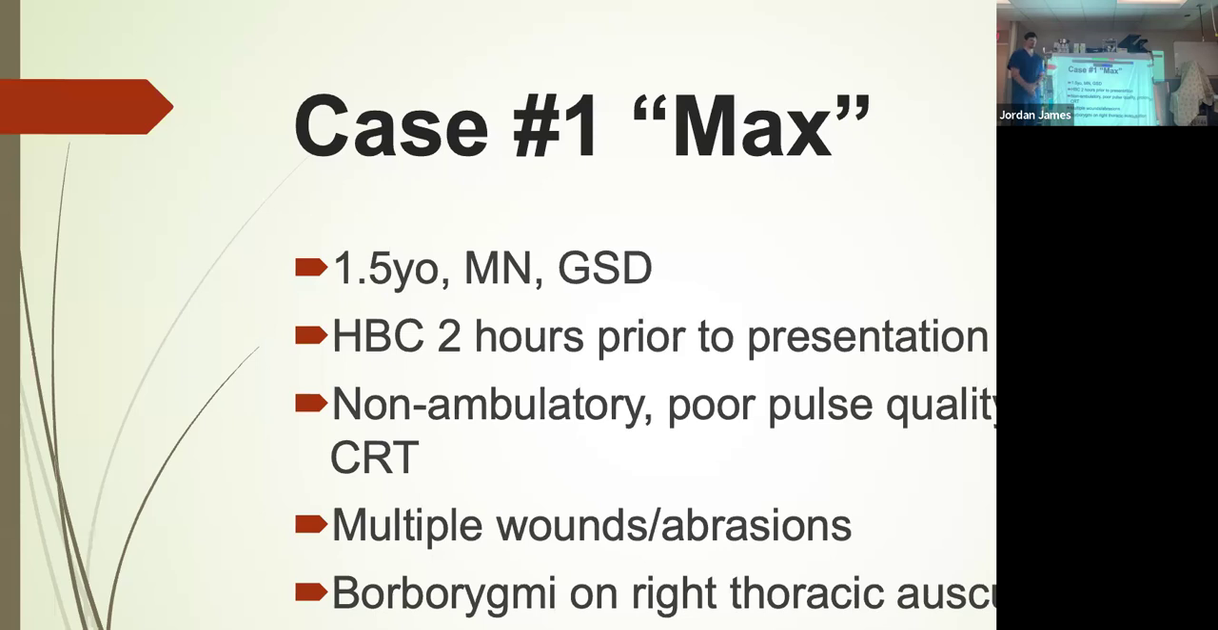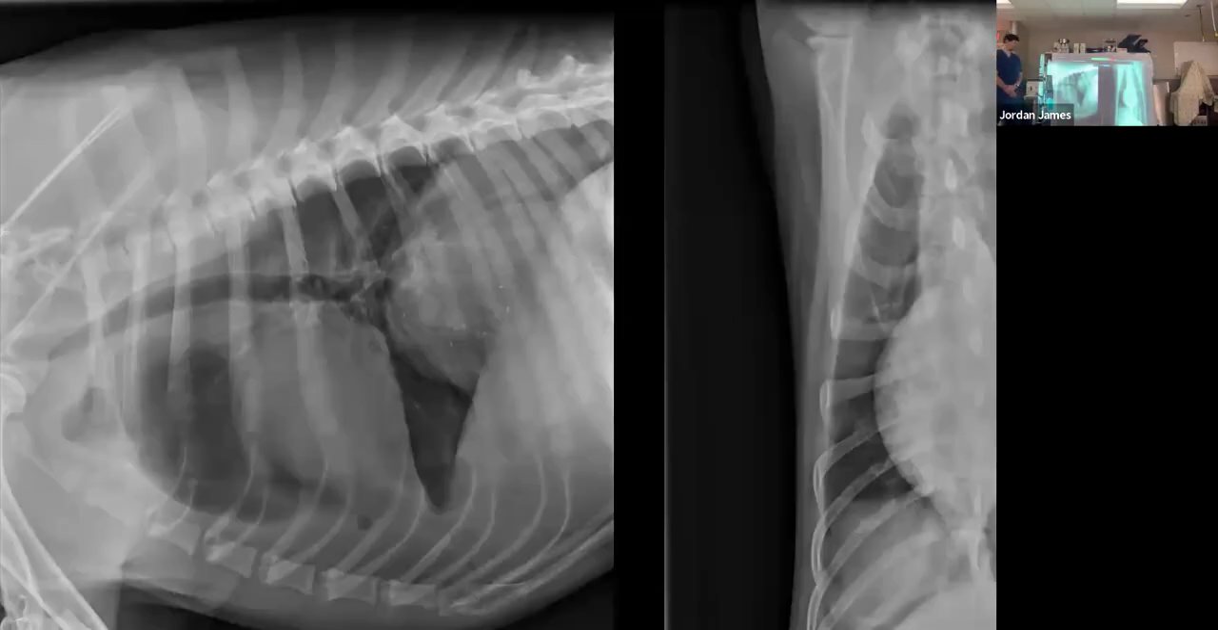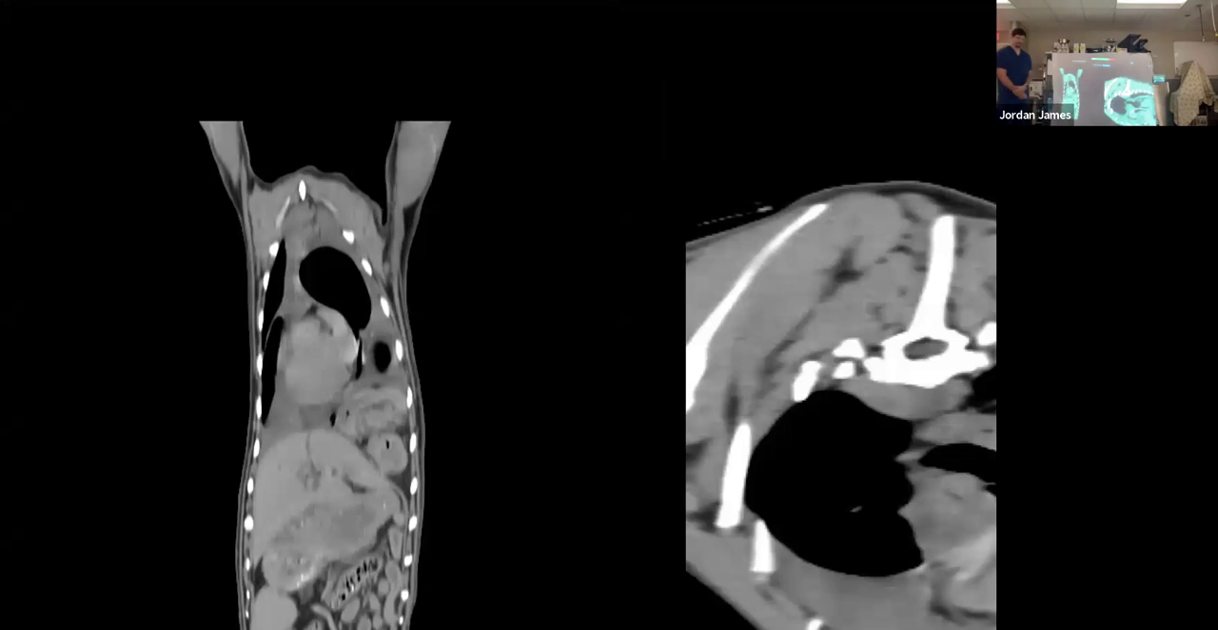Certainly increased our index of suspicion that something like a diaphragmatic hernia was going on. So x-rays, this was Max's x-rays, very critical case, so very quick x-rays, but that was what we saw earlier. And so we did take him to CT, and on the CT, I think that coronal view again is going to be the best to see.